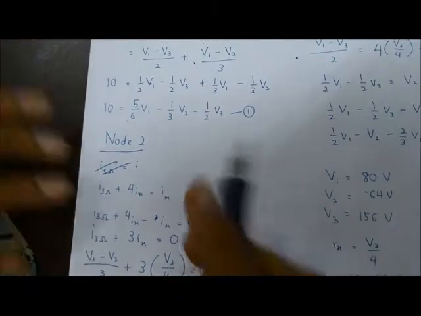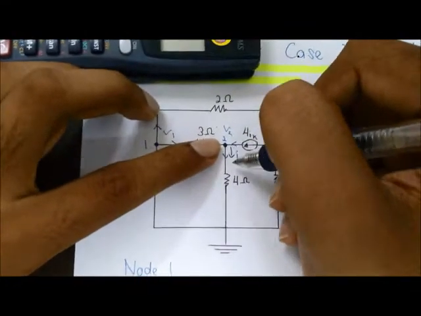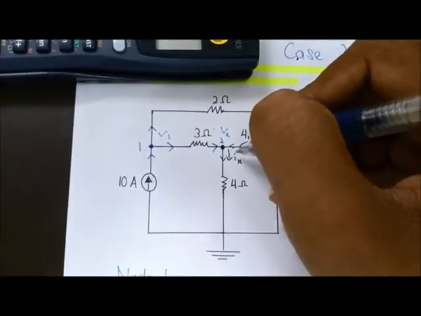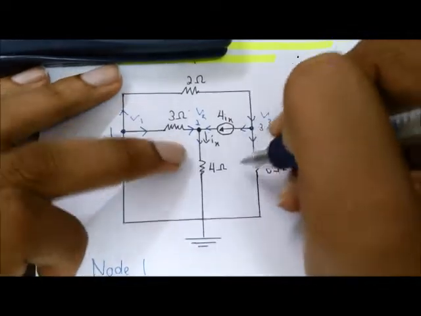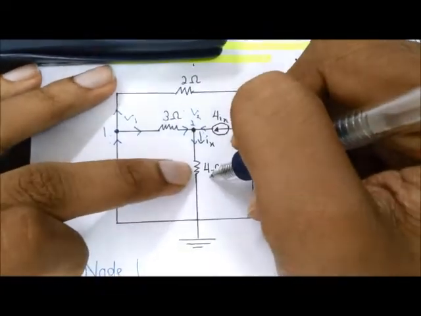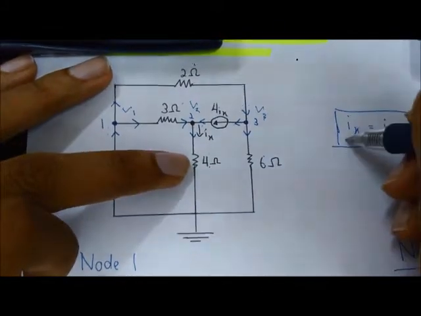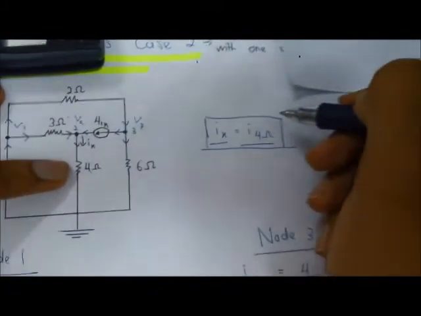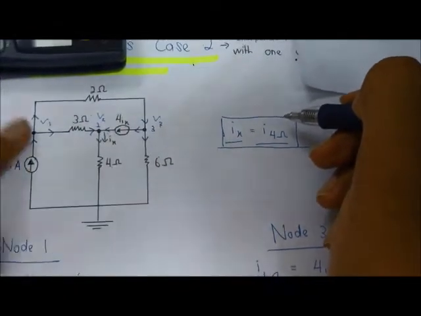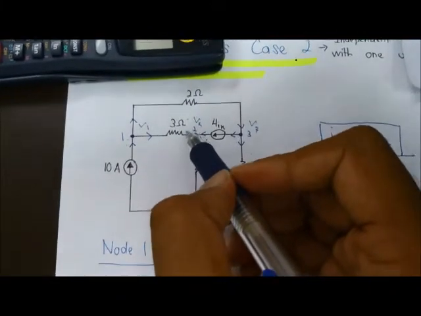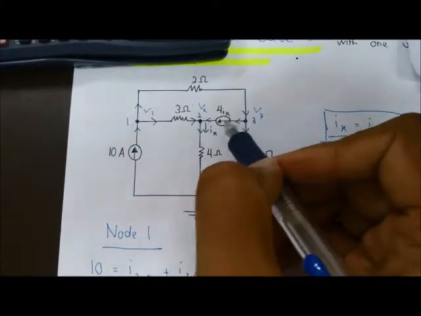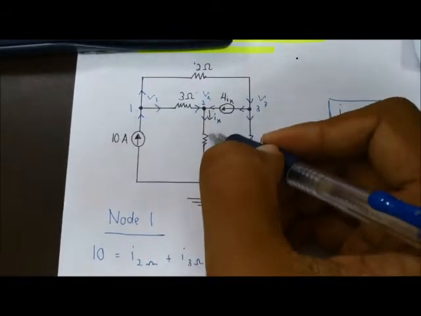Okay, node 2, we look at here, node 2. From here we see that Ix is the current that passes through the 4 ohm resistor. It doesn't pass through any other resistor except the 4 ohm resistor. So we can say that Ix is the same as I 4 ohm. So Ix equals I 4 ohm, and I 3 ohm for node 3 goes into the node, and 4Ix also goes in, and Ix only goes out.